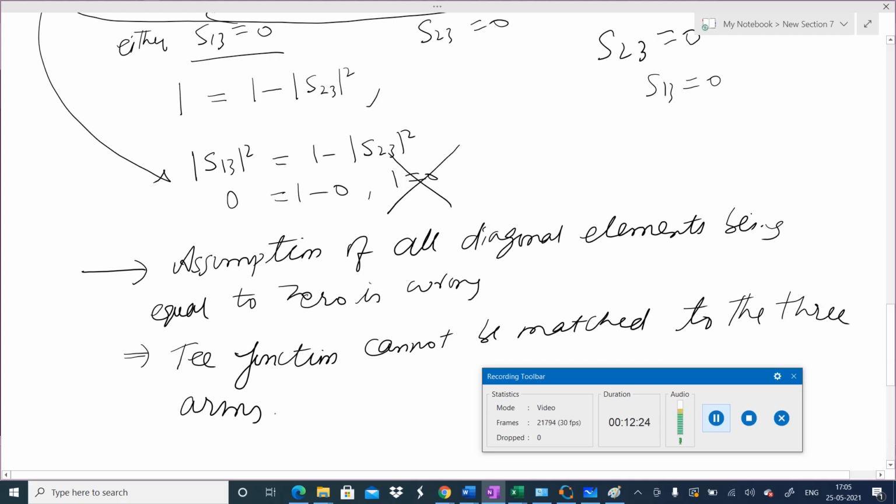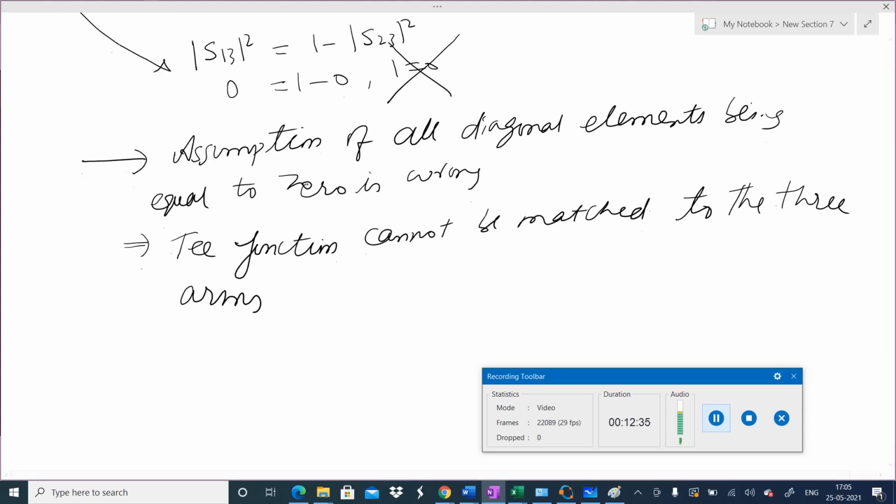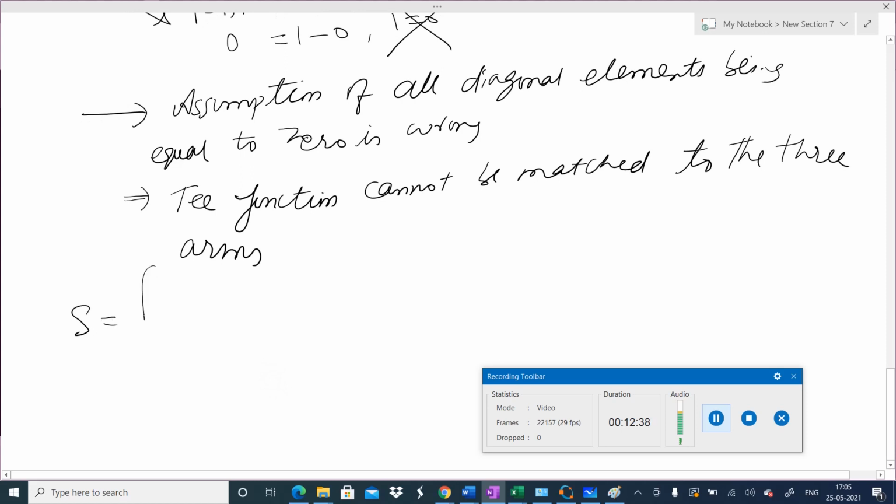Hence there must be some reflection elements also, so that S11, S22, S33 will not be 0. So we can at most simplify our S matrix in this way. We write S11, then S12, then S13. Then, instead of S21, I will write S12 by symmetry property, S11, and here minus S13 by using these equations. Similarly, here S13, then minus S13 and S33.